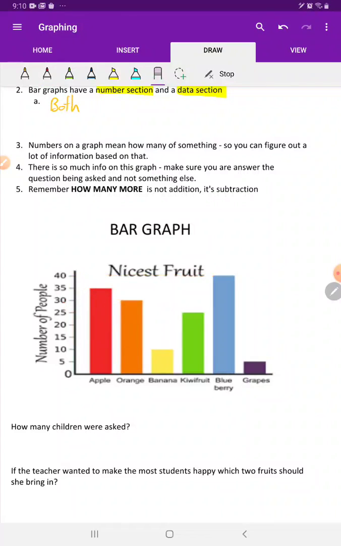Okay, use your numbers. The fourth thing I want you to know about this is that this graph is just so full of information.